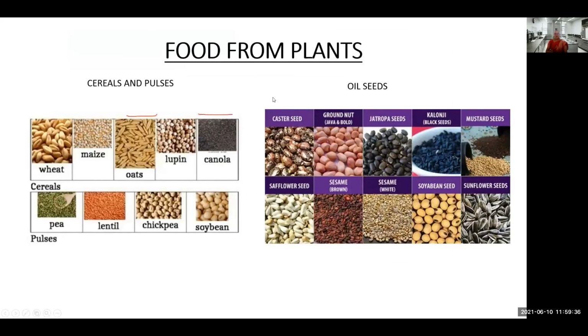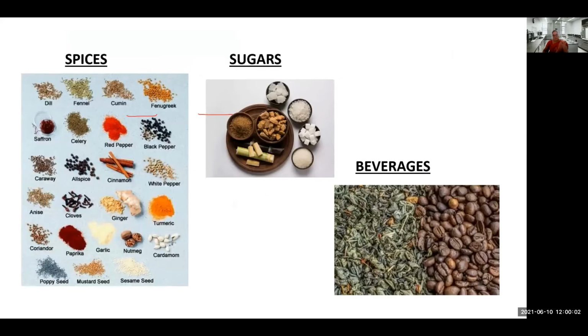So we already know that food can be obtained from plants and animals. So, food from plants. One is cereals, pulses, and oil seeds. There are many examples of cereals and pulses, as we have already seen in our kitchen: wheat, maize, many kinds of cereals. Oil seeds like castor seed, sunflower seeds, mustard seeds, many things are there. Next, spices, sugars, beverages. Beverages like coffee seeds and tea leaves, which are hot drinks. These are all the products which we obtain from plants, or we can say food from the plants.